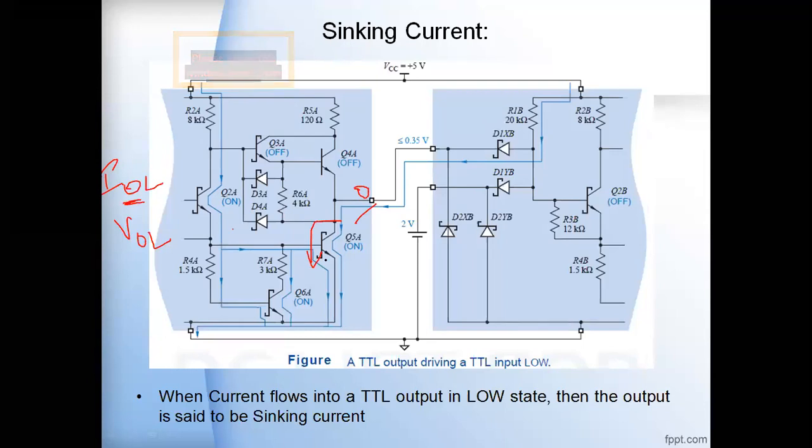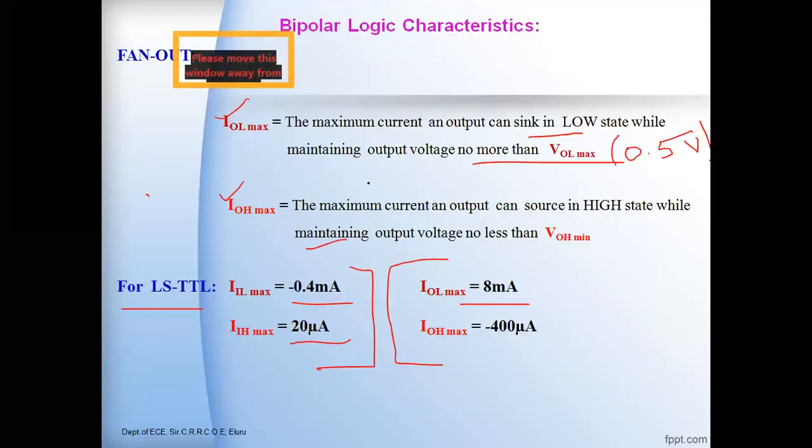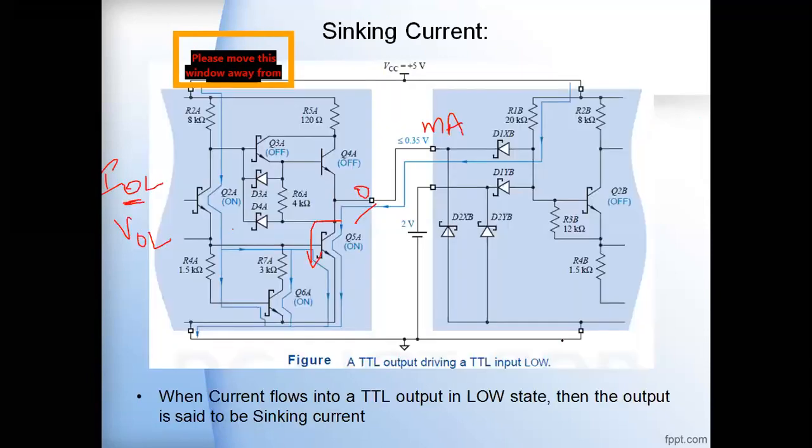So the current going into the output state is a milliampere-range current, because the diode is forward biased because of this low state. The typical value for that is 8 milliamperes. Similarly, the next case is IOH maximum.